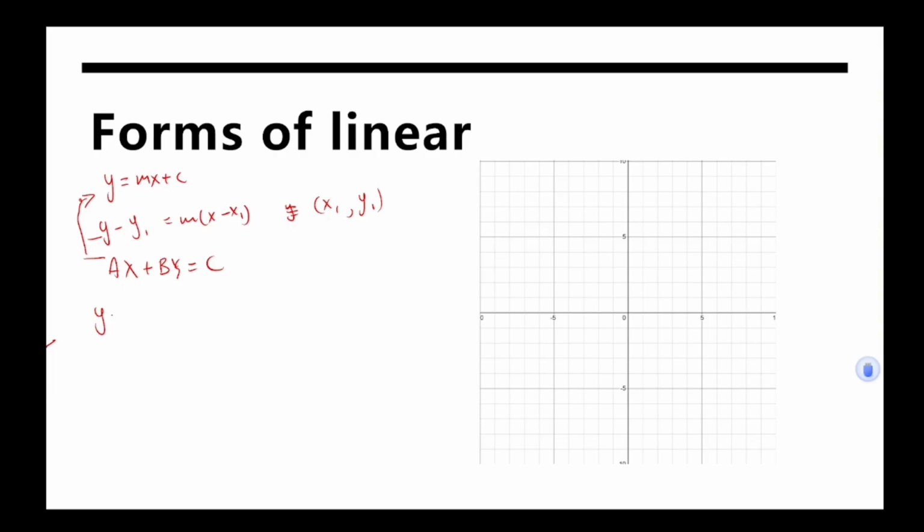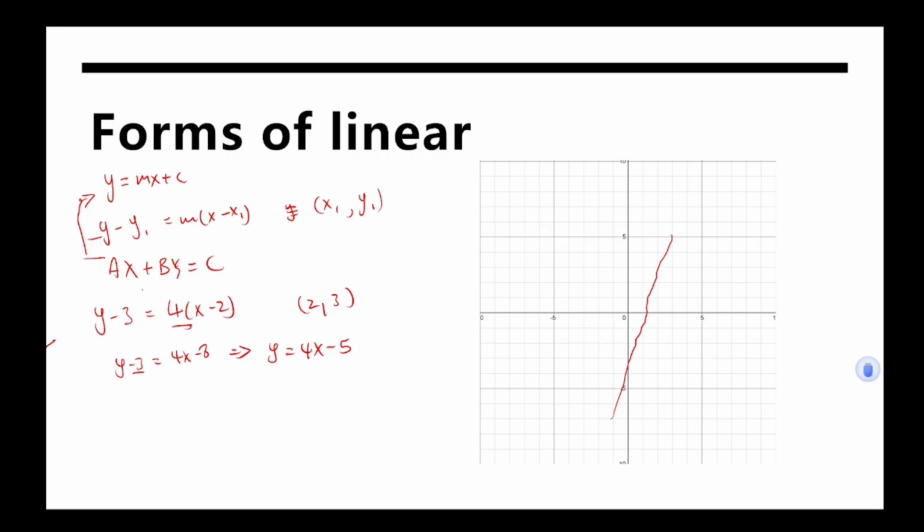For example, we have y minus 3 equals 4 times (x minus 2), where the point is (2, 3). We can make this first, we multiply out the 4. We get y minus 3 equals 4x minus 8, then we add 3. We'll get y equals 4x minus 5. So it will be something like this.